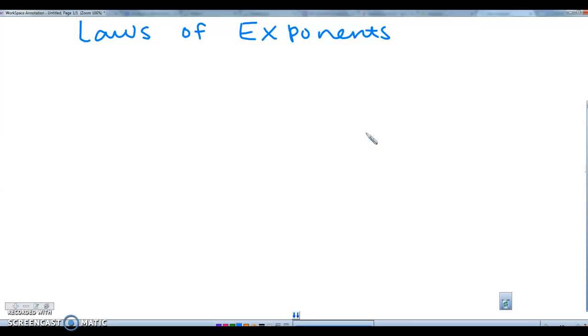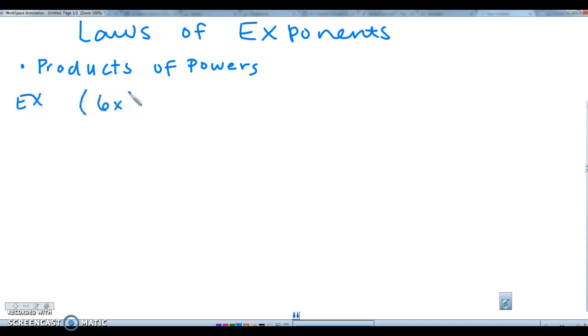Okay, today we're talking about laws of exponents, and we have a lot to cover in a little amount of time, so let's get moving. Most of this we've discussed in the past, so we'll start off with products of powers. What I'm talking about here is if I have 6x cubed times 2x to the 7th.